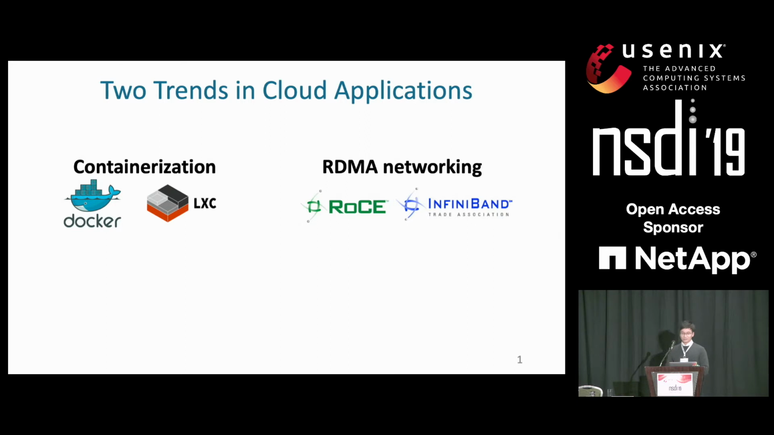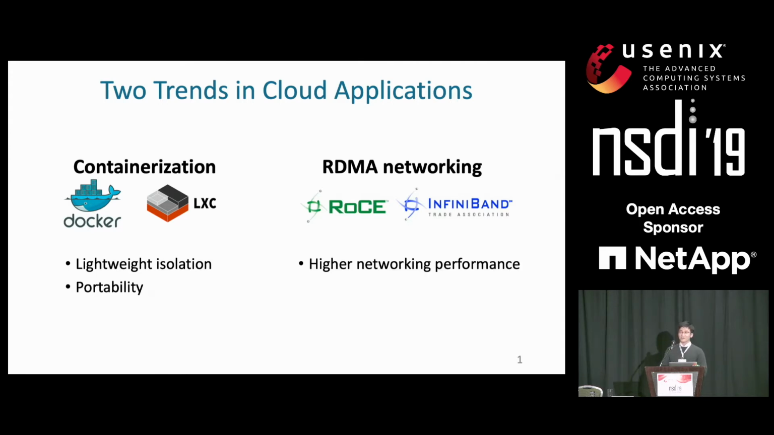So there are two recent trends in developing cloud applications, containerization and RDMA networking. Container solutions such as Docker and LXC offer lightweight isolation and portability, which lowers the complexity of managing and deploying the applications. On the other hand, remote direct memory access, or RDMA networking, offers higher throughput and lower latency, while maintaining lower CPU utilization. As a result, many applications, especially data-intensive applications such as Spark and TensorFlow, adopt container or RDMA networking, but not at the same time.